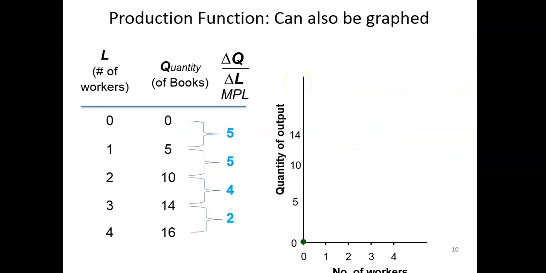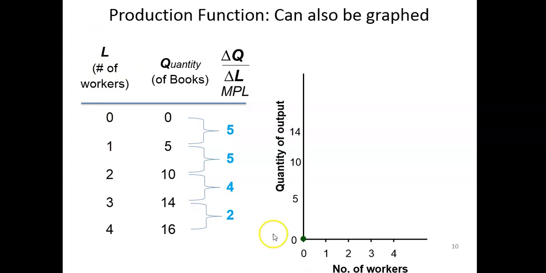Okay, so a production function, in addition to being represented in a table as we did before, or as we show also here, we can also represent the same information on a graph, right? Where the first column, number of workers, is on the horizontal axis. The second column, the quantity of output of books, is on the vertical axis. And we'll talk about the marginal product, how we see that, in a second.